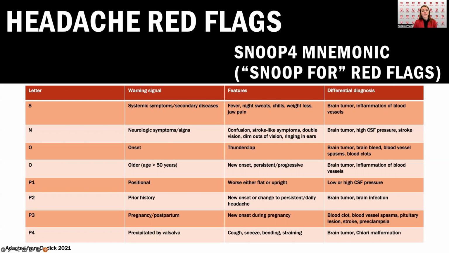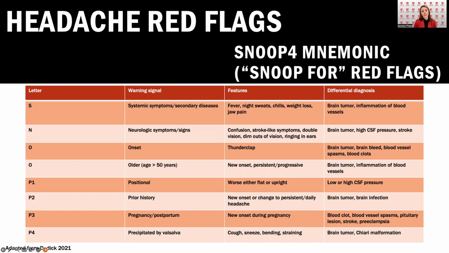The third P is pregnancy and postpartum. This would be a new onset headache during pregnancy or change in prior headache pattern during pregnancy. And we would worry for this about things like blood clot, blood vessel spasms, pituitary problems, stroke, and preeclampsia, which is a problem during pregnancy with elevated blood pressure, among other symptoms that come along with it.